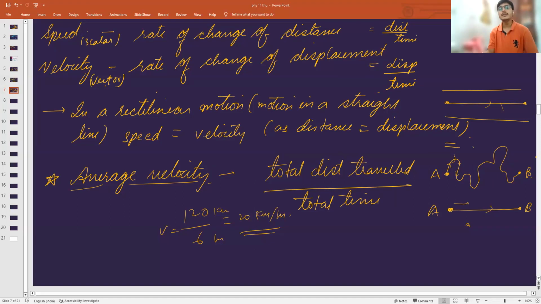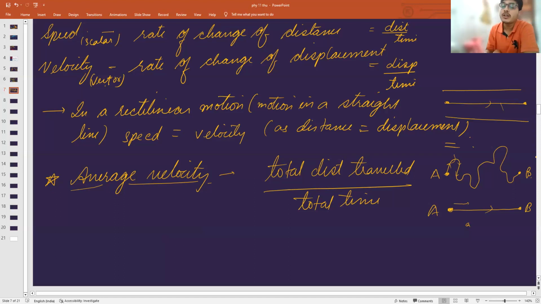That doesn't mean that you moved with 20 kilometers per hour throughout. Sometimes you stop, sometimes you move with more velocity, sometimes with less. But we say that on average we traveled at 20 kilometers per hour for the 6 hours to reach the other city. Do you agree with this? So this is when average velocity comes into the picture, and that is really important. Average velocity is total distance traveled by total time taken.